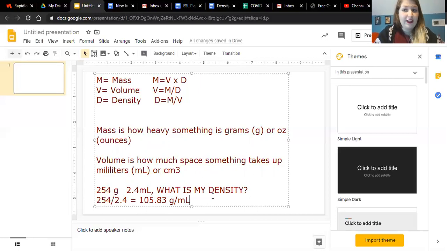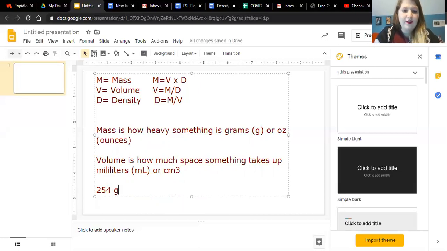That is how it's calculated. It's pretty simple. Once you know what all of these things mean, that is how this is calculated. So let's try another one. I'm making these problems up as I go.